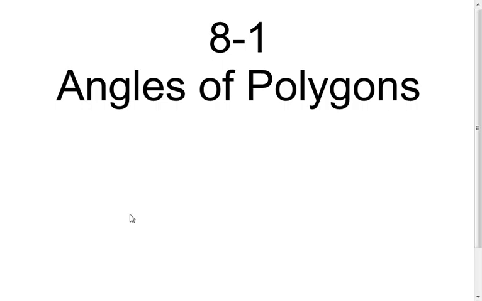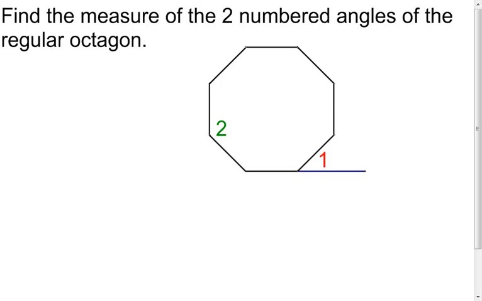In this video we're going to take a look at a couple of examples dealing with the angles in a polygon. And the first one that we're going to look at is this one where I want to find the measure of angle 2, which is an interior angle, and the measure of angle 1, which is an exterior angle of the octagon.